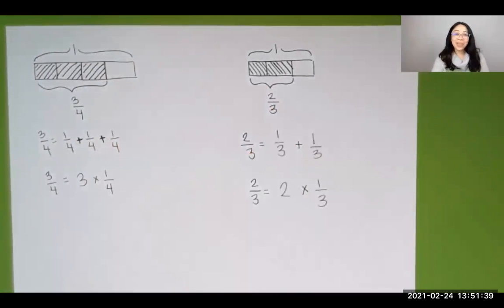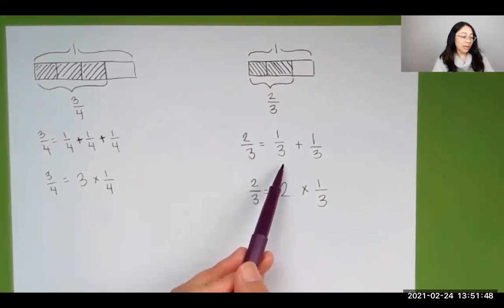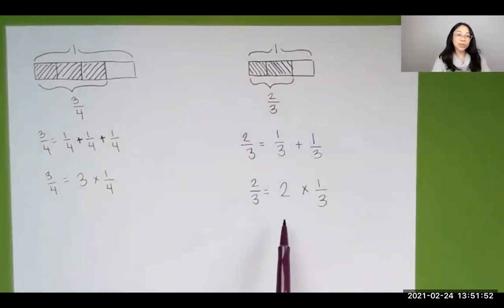Welcome back. Let's say our addition sentence and multiplication sentence together. 2/3 equals 1/3 plus 1/3. 2/3 equals 2 times 1/3. Great work.